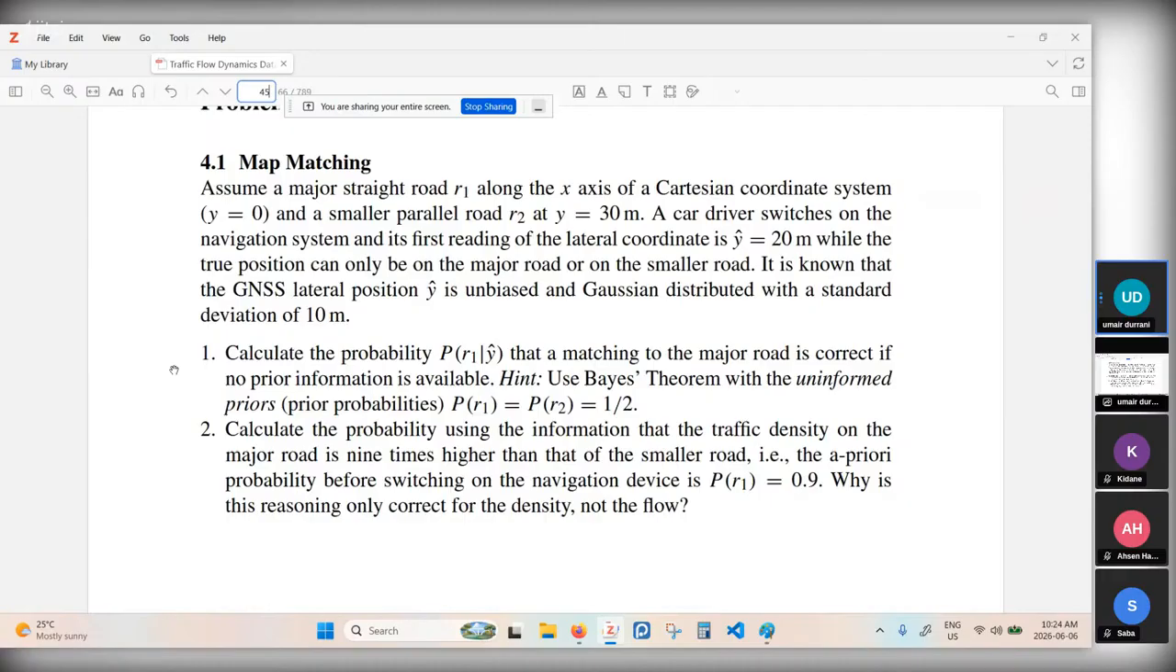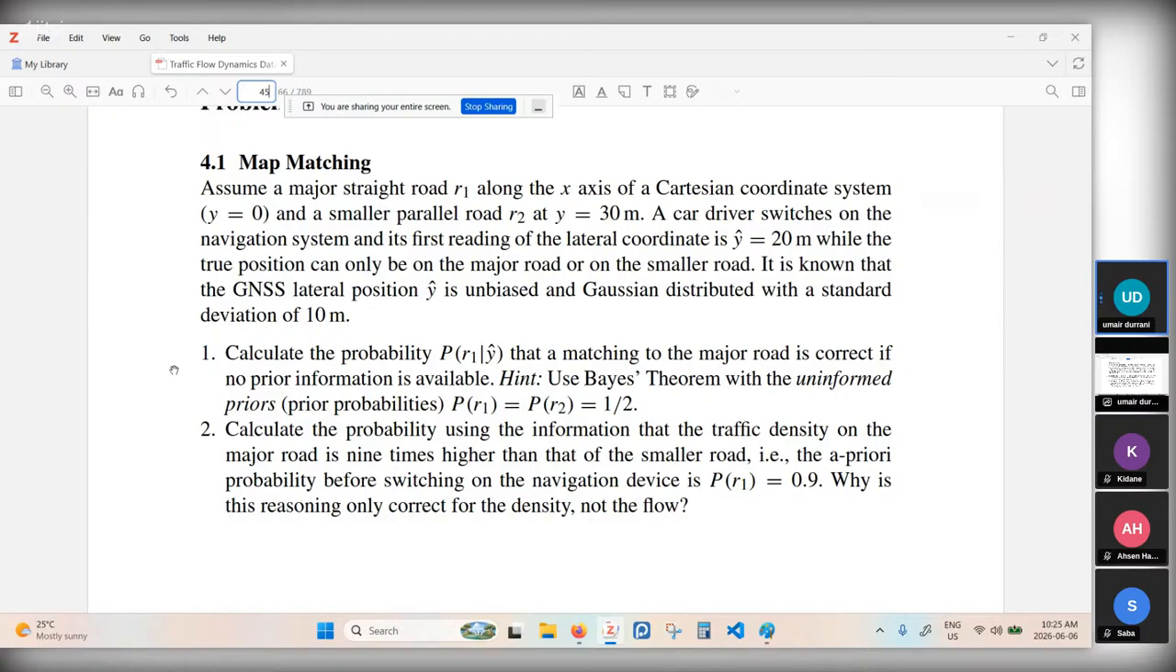All we know is that there are two road segments, R1 and R2. The driver is either on R1 or R2, but the navigation system is telling us y hat equals 20. So we don't know which one the driver is on, and we want to determine that, given no other information. The hint that the chapter gives us here is to use the Bayes theorem with the uninformed priors. They have also given us the information that probability of R1 equals probability of R2, and both of them are equal to half. So we are not given any more information.